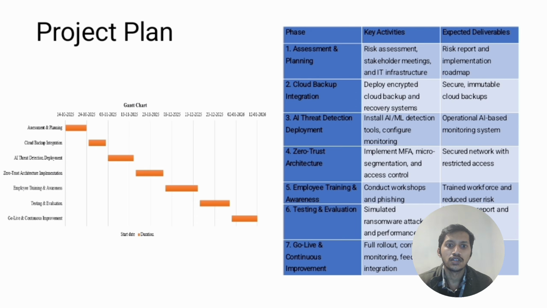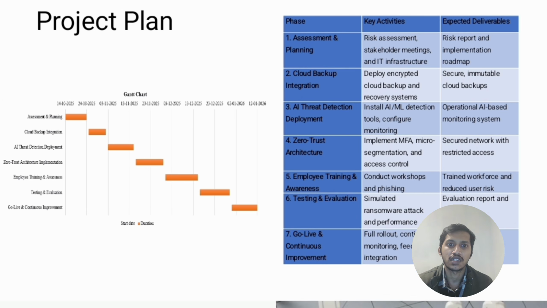Project table: this table provides a detailed breakdown of seven phases, with key activities and expected deliverables. The seven phases are: first, assessment and planning; second, cloud backup integration; third, AI threat detection deployment; fourth, zero trust architecture; fifth, employee training and awareness; sixth, testing and evaluation; seventh, go live and continuous improvement.